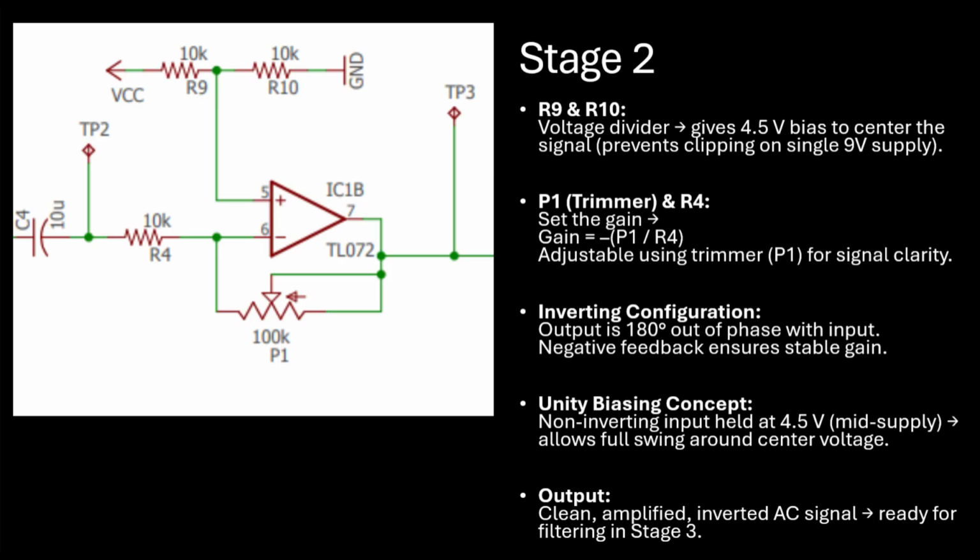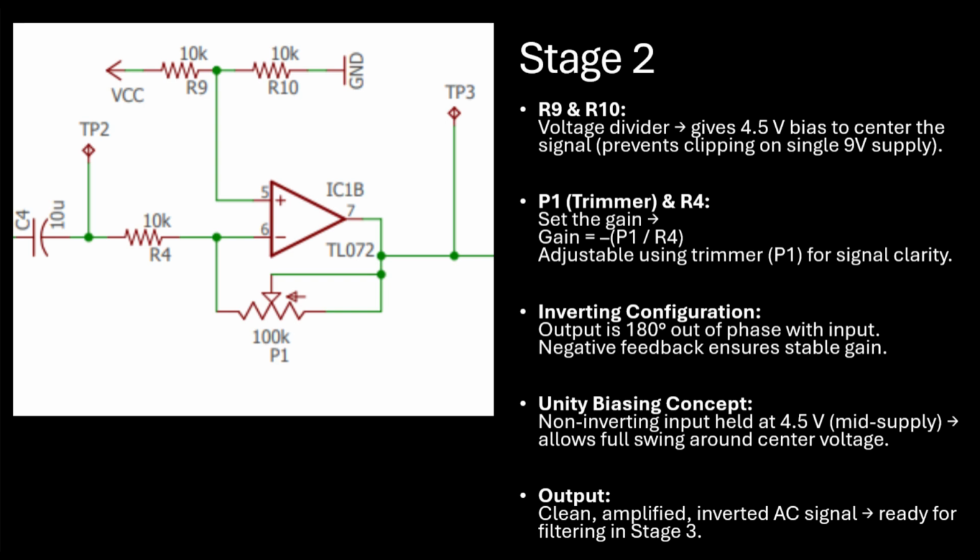This feedback stabilizes the op-amp's operation and keeps the gain predictable. Negative feedback is a key part of most amplifier designs. It reduces distortion, improves accuracy, and helps keep the signal clean.